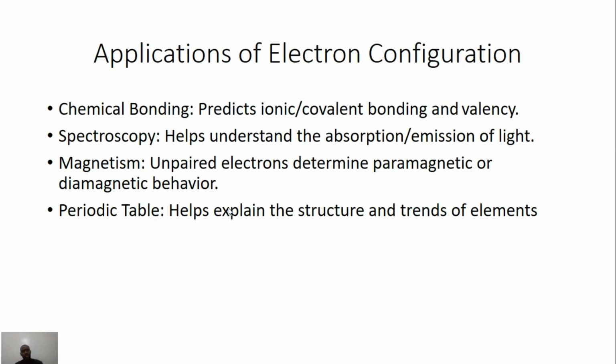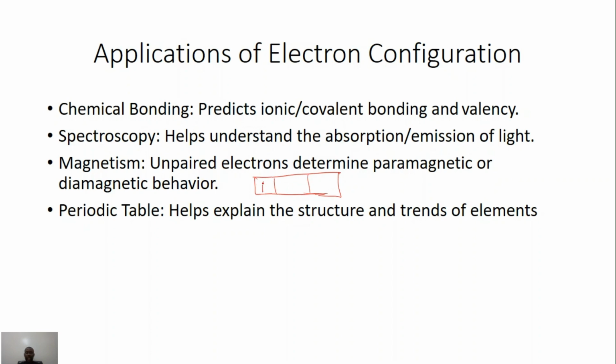The electron configuration has several applications, and one of them is in chemical bonding. It predicts whether the chemical bonding between atoms will be covalent or ionic. Also in spectroscopy, it helps understand the absorption and emission of light. And in magnetism, according to Hund's rule, degenerate orbitals should be singly filled before doubly filled.